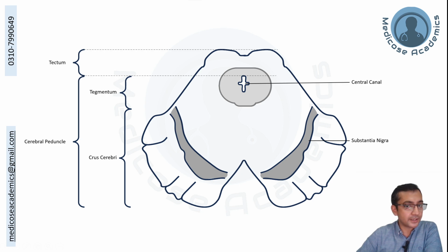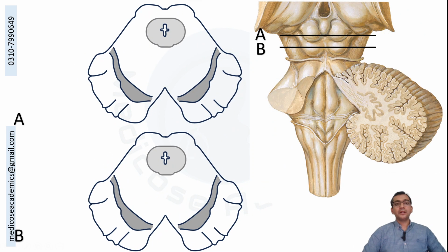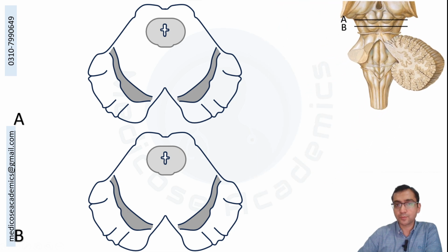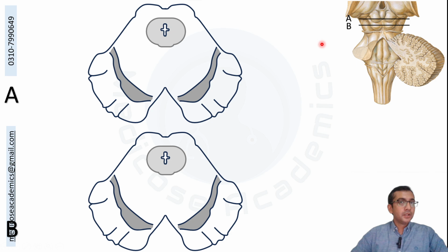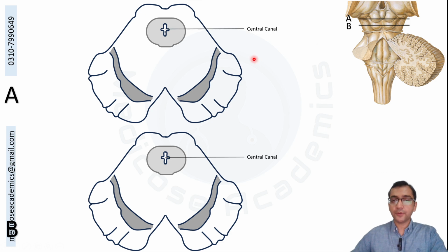So let us divide it into two parts. The upper one is at level A, at the level of the superior colliculus, and then there is the other one, B, at the level of the inferior colliculus. Let's make this picture small and start from here. The labeling that we have already done.